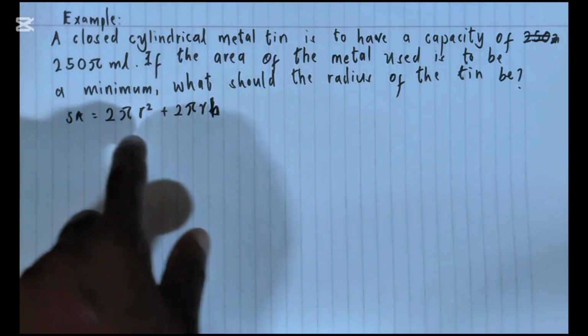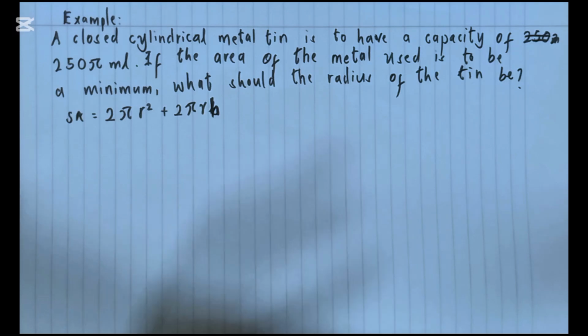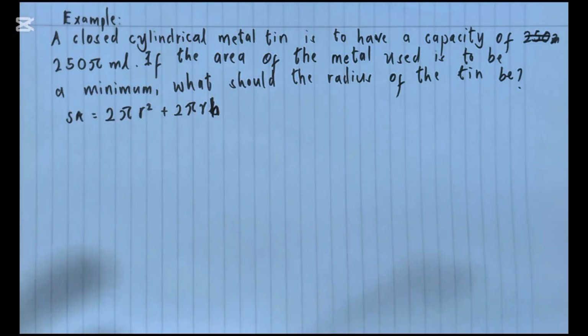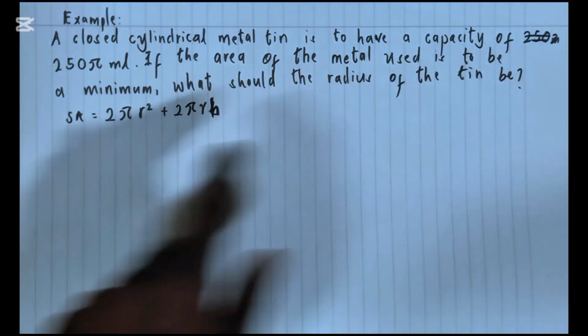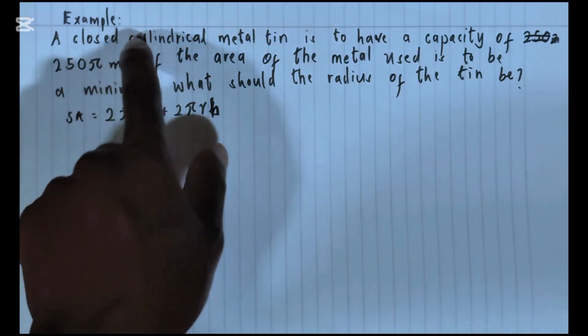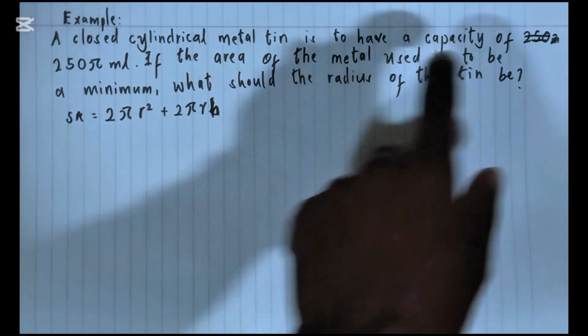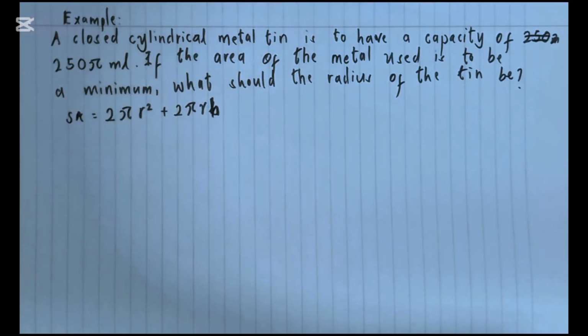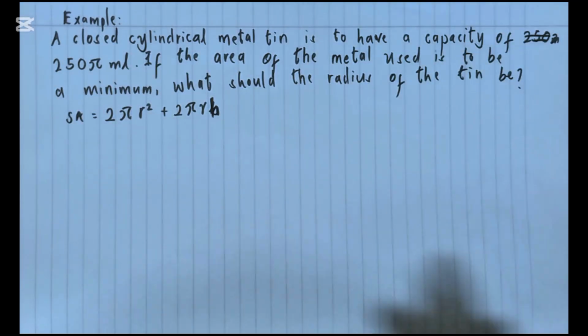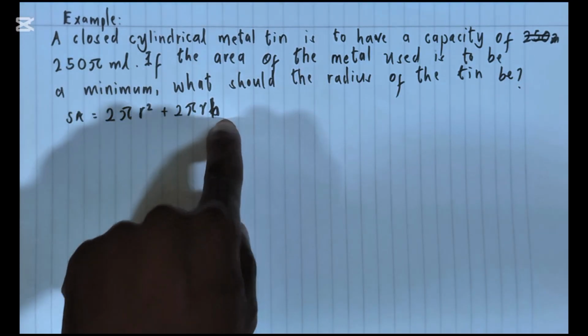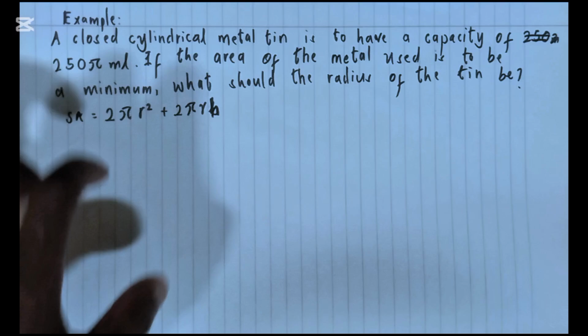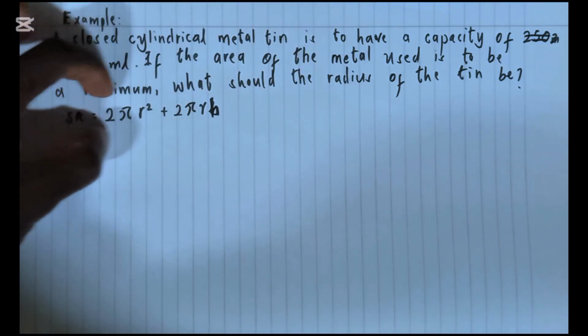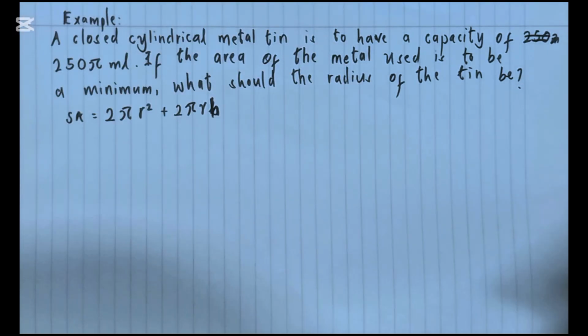So basically we are going to have to first solve for the value of h, and we'll do that using the information we've been given. We've been given the capacity. We're told that this closed cylindrical metal tin is to have a capacity of 250 milliliters, which is the volume of this cylindrical metal. We want to use that information to substitute for the value of h, so that we have the whole function written as a variable of r.